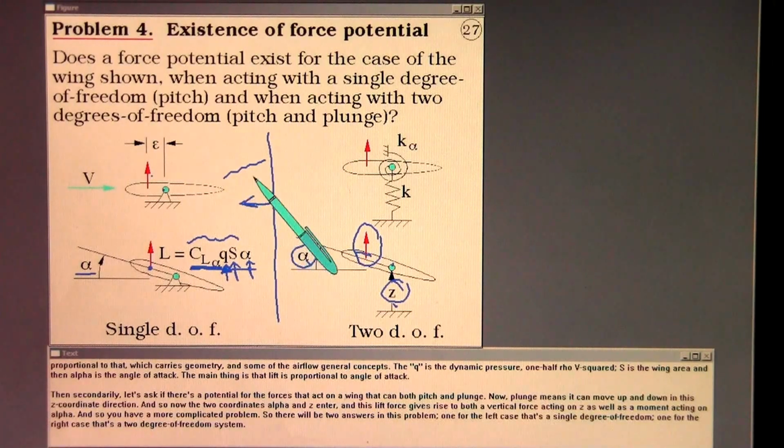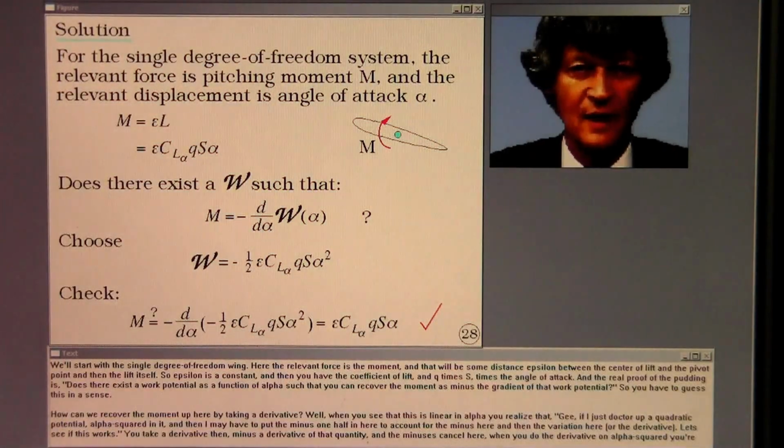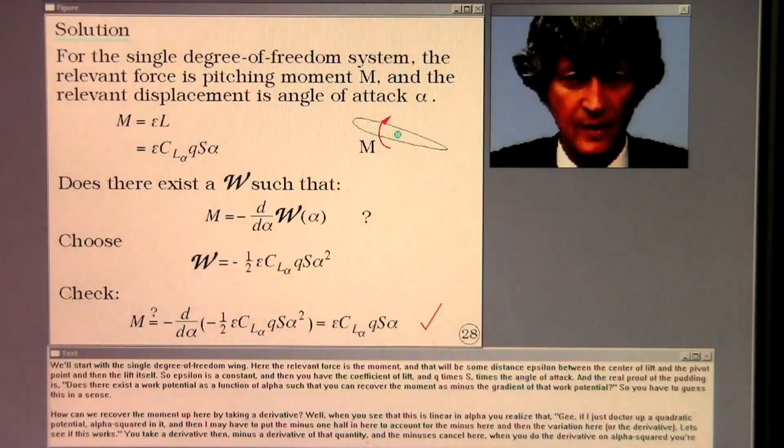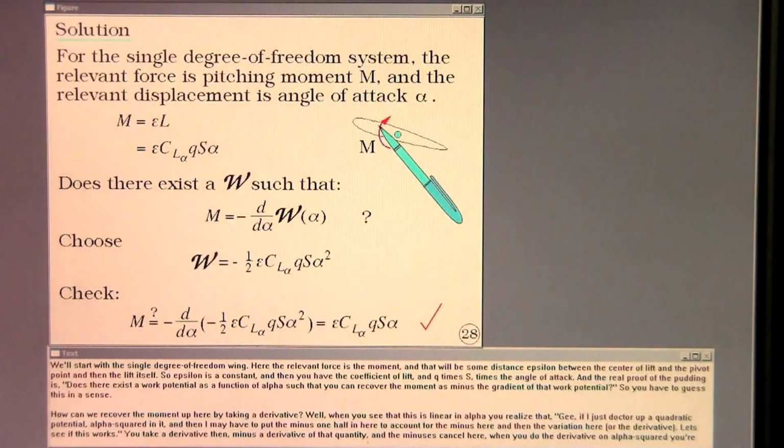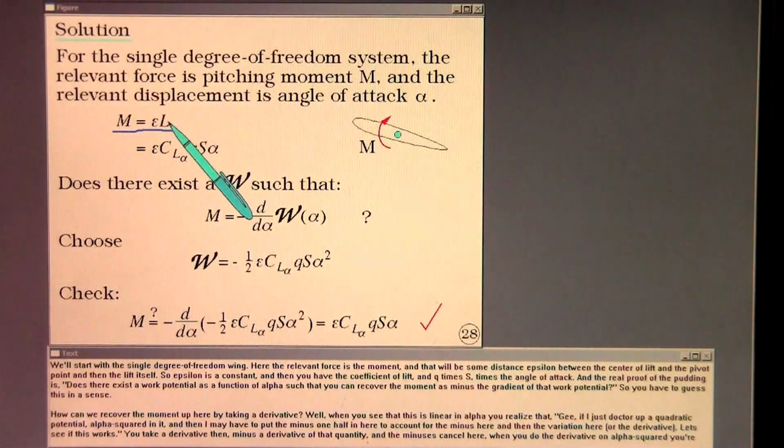So there will be two answers in this problem. One for the left case, it's a single degree of freedom. One for the right case, that's a 2 degree of freedom system. We'll start with the single degree of freedom wing. Here the relevant force is the moment, and that will be some distance epsilon between the center of lift and the pivot point, and then the lift itself.